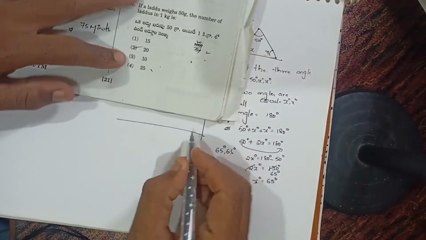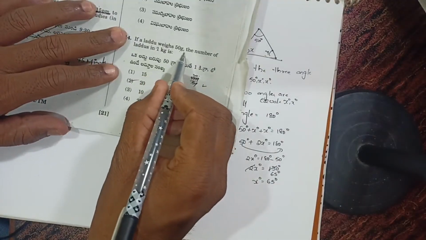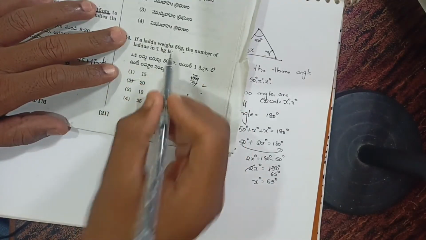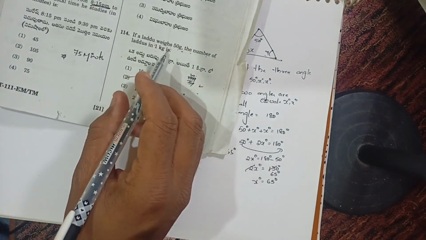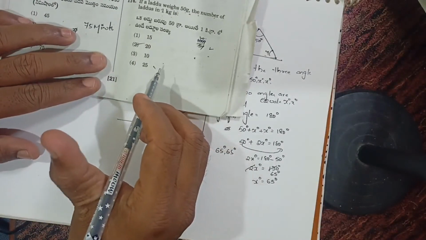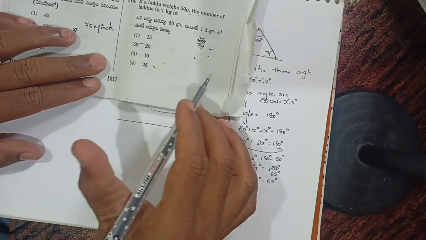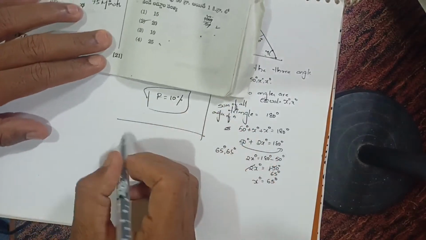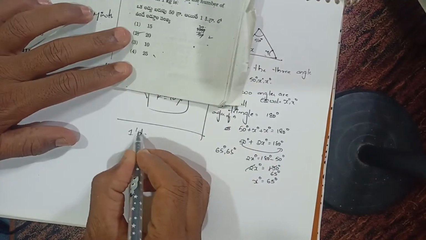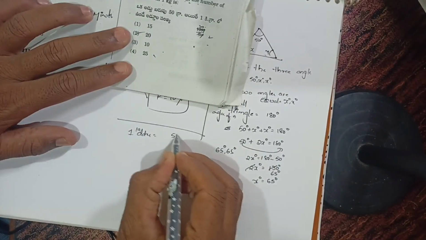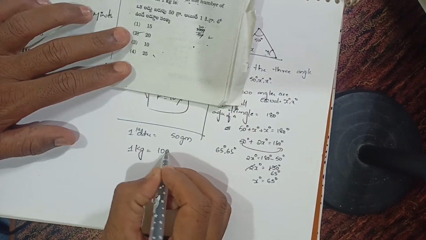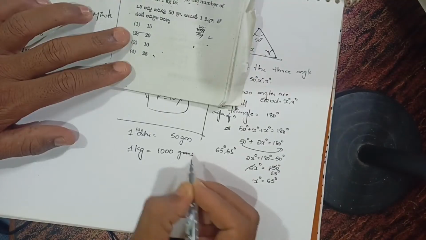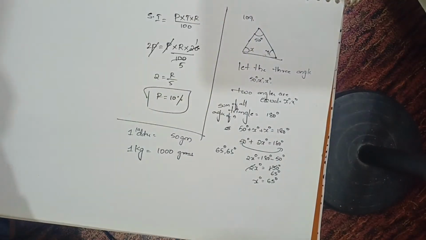Now we'll go for the next problem. If a laddu weight is 50 grams, the number of laddus in 1 kg is? So if the weight of a laddu is 50 grams, it is asking how many laddus can be made in 1 kg. First we see one laddu is made within 50 grams. We have 1 kg. 1 kg means how many grams? 1000 grams. So 1 laddu equals 50 grams and 1 kg equals 1000 grams.